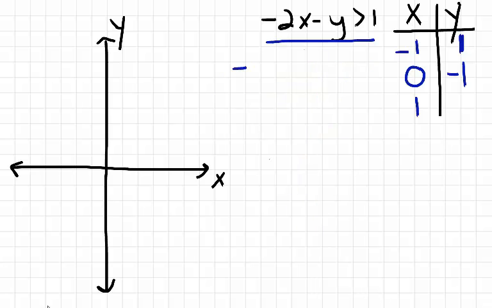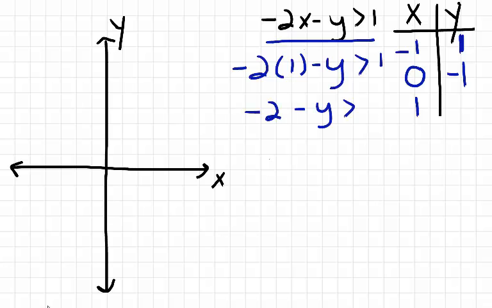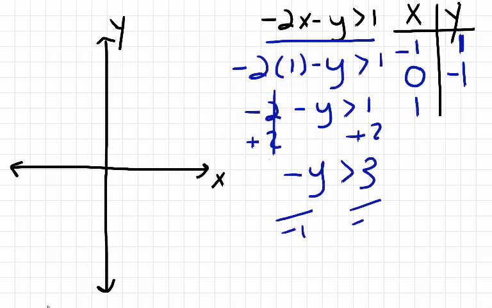When x equals 1, I have -2 times 1 minus y is greater than 1. That gives me -2 minus y greater than 1. Now I add 2 to both sides, which leaves me with -y is greater than 3. Finally, divide that negative coefficient of -1 throughout the equation. Y is less than -3, again flipping that inequality.